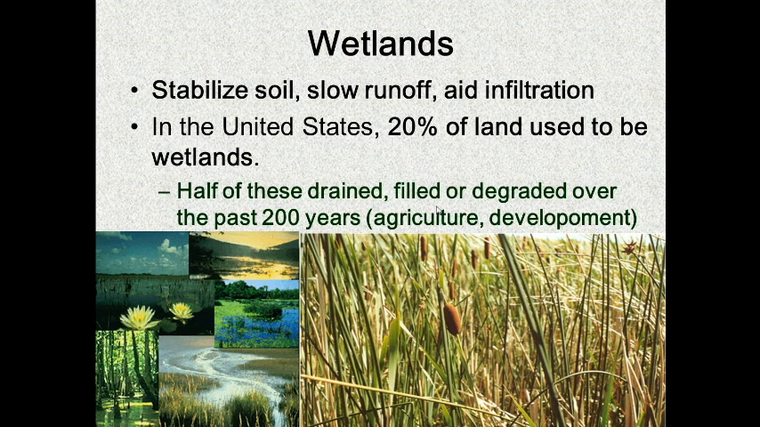In the U.S., 20% of land used to be wetlands. Half of these have been drained, filled, or degraded over the past 200 years due to agriculture or development.